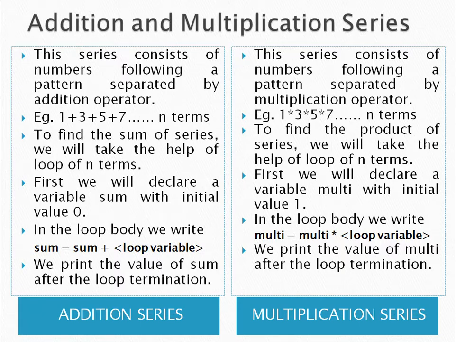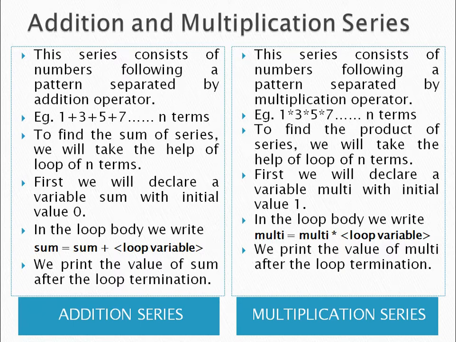Similarly, multiplication series will have some numbers following a particular pattern, but those will be separated by multiplication operator. Example, 1 into 3 into 5 into 7 up to n terms. So to find the sum of series, we will take help of the loops. Similarly, in the multiplication series. The question is why? Why do we come to this decision that we will use loop?